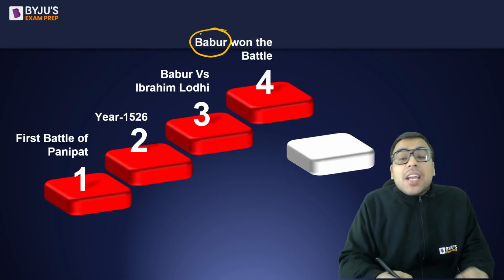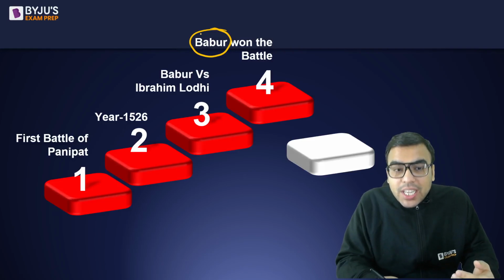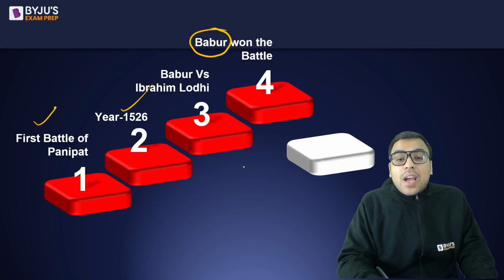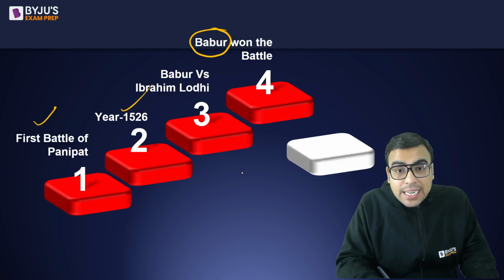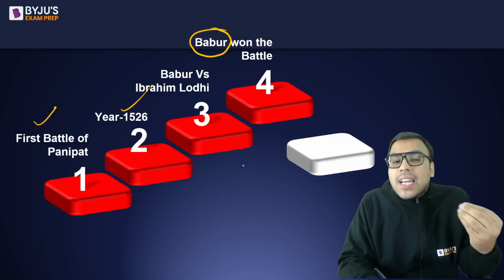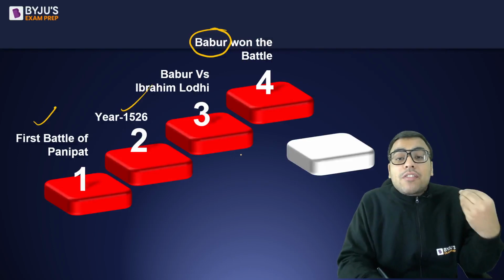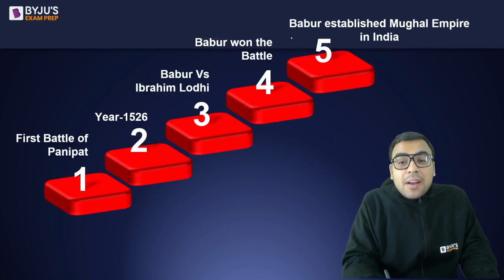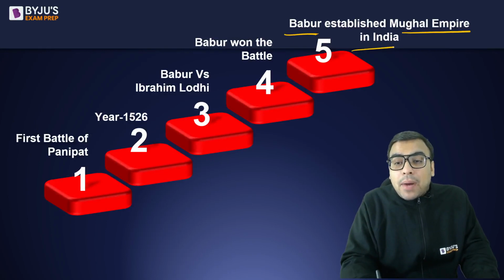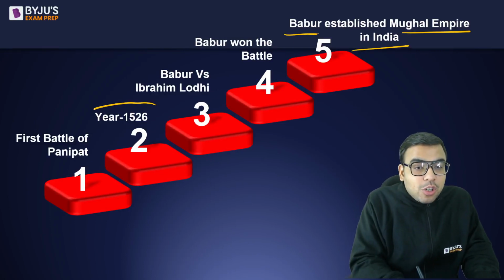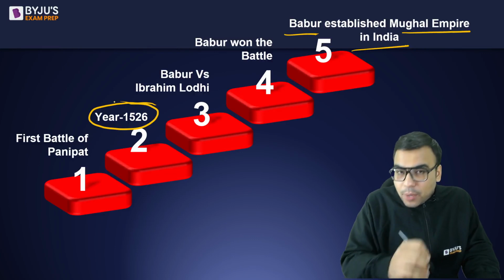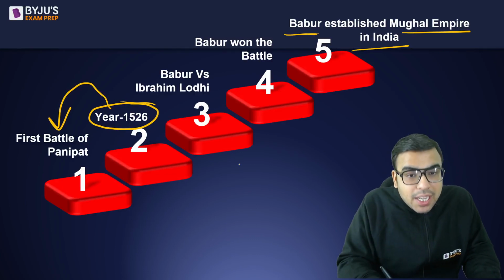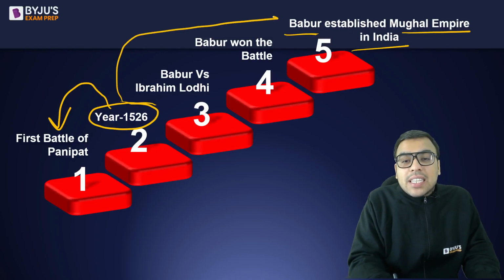Babur defeated Ibrahim Lodi in the first Battle of Panipat in the year 1526 and won the battle. Now, the question is, when Babur won the battle, what was the final result? The final result was that Babur established the Mughal Empire in India. That is why I told you the year 1526 is very important, because this is the year the first Battle of Panipat happened. And what was the result? This was the result.